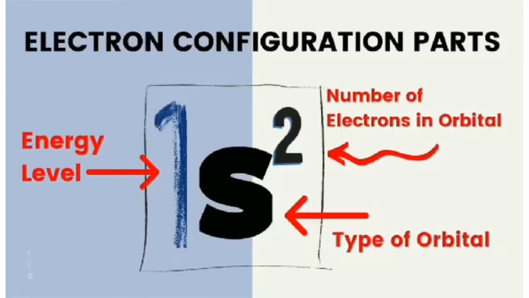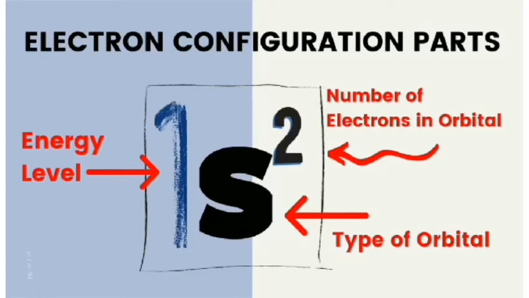An electron configuration has three parts. The big number 1 represents the energy level, while the S represents the type of orbital. There are 4 types of orbital, which I'm going to discuss later on. And the superscript 2 represents the number of electrons in that orbital.